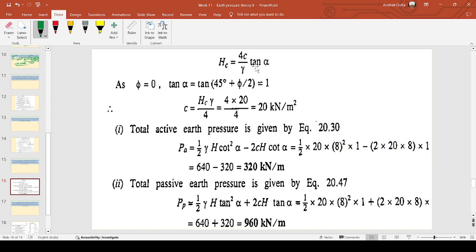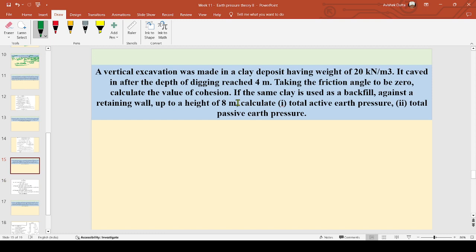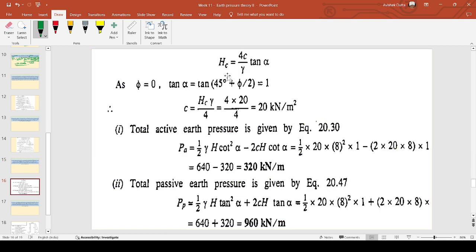See, the formula for critical height of unsupported excavation is 4c by gamma tan alpha, right? Yes, sir. It is tan 45, phi equal to 0, right? I have mentioned the fixed angle is 0. So tan alpha equals 1, so it is 4c by gamma. So c equals hc into gamma by 4. Hc is 4, gamma is 20, divided by 4 is 20. C is 20, you have obtained that, right?